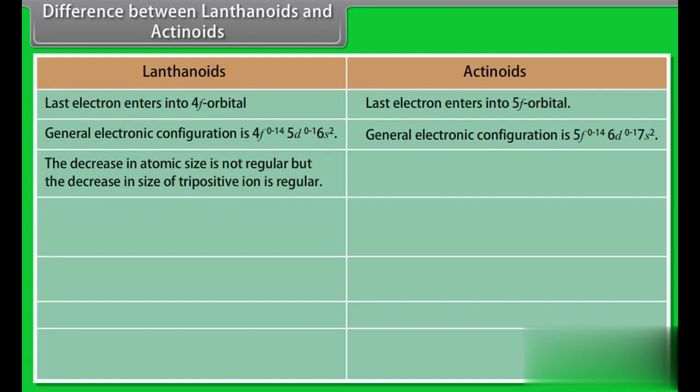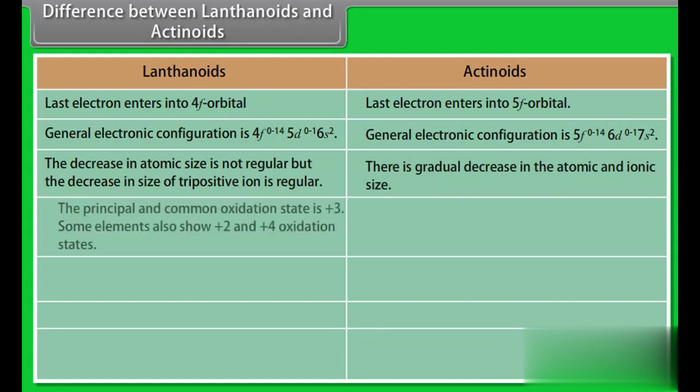In lanthanoids, the decrease in atomic size is not regular, but the decrease in size of the tripositive ion is regular. Whereas in actinoids, there is a gradual decrease in the atomic and ionic size. In lanthanoids, the principal and common oxidation state is +3. Some elements also show +2 and +4 oxidation states.